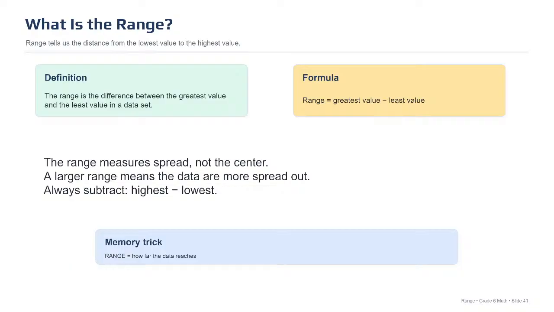The range measures spread, not center. A larger range means the data are more spread out. Always subtract highest minus lowest.